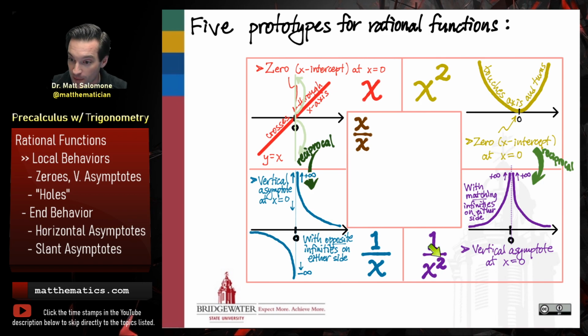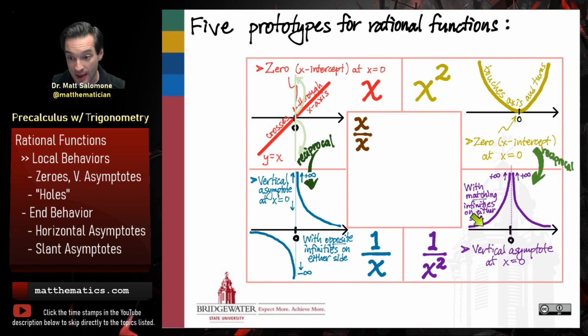Because of this square, because of the even exponent in the denominator, my denominator for 1 over x squared is always going to be a positive number whenever x is not equal to 0. And so on the right side of x equals 0, 1 over x squared is positive and getting more and more positive as x approaches 0. But then on the left side, when x is negative, x squared is still positive.